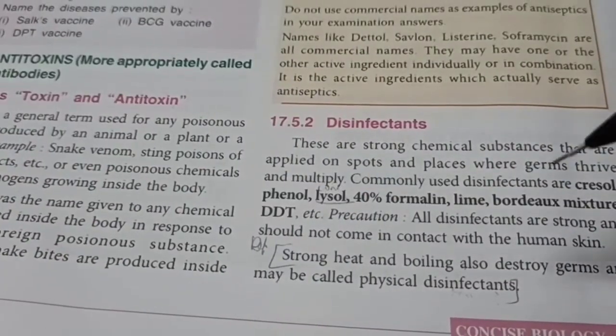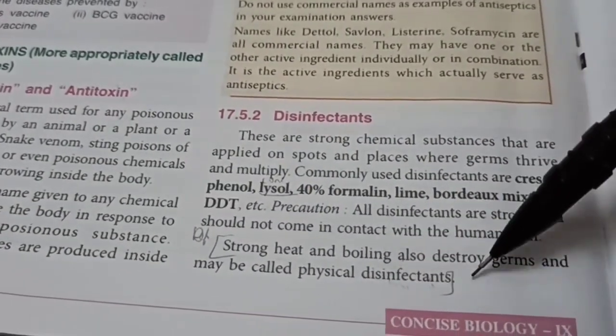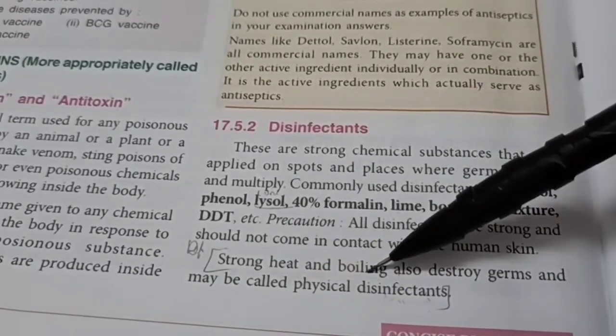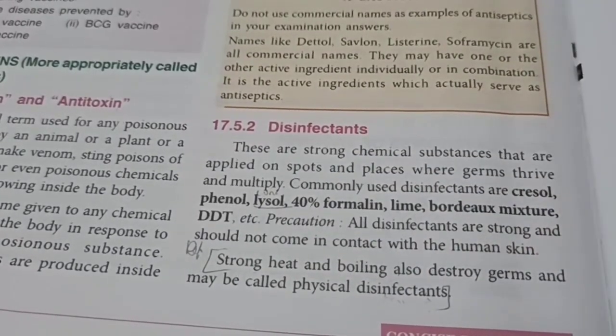There is a type of disinfectant called physical disinfectant. There are no chemicals involved. Example, strong heat and boiling, because they also destroy germs.